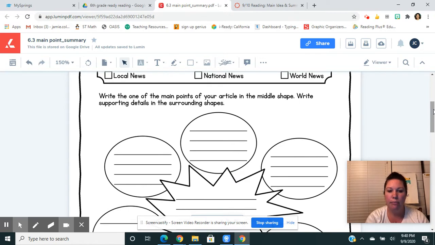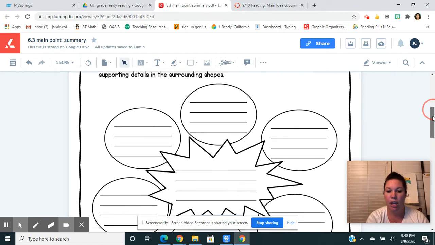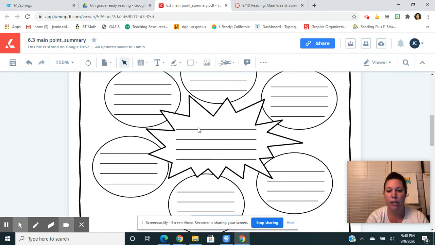Write one of the main points of your article in the middle shape. Write the supporting details in the surrounding shapes. So here is where we're going to put our central idea. What is this article mainly about? What is the focus that the author is trying to convey here?